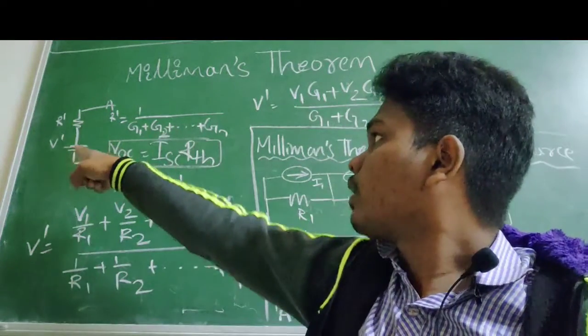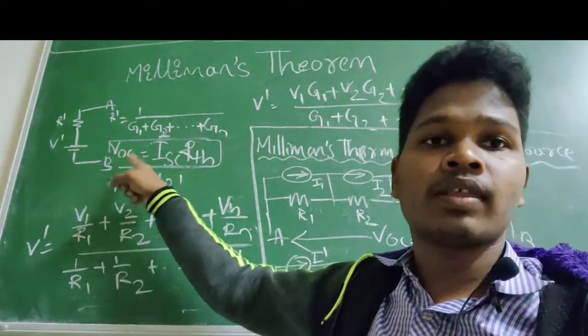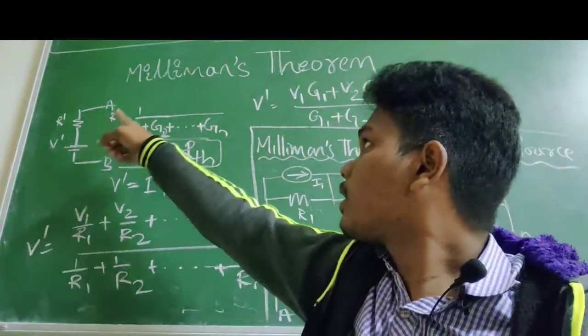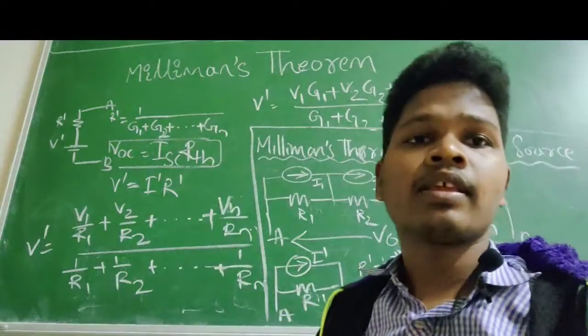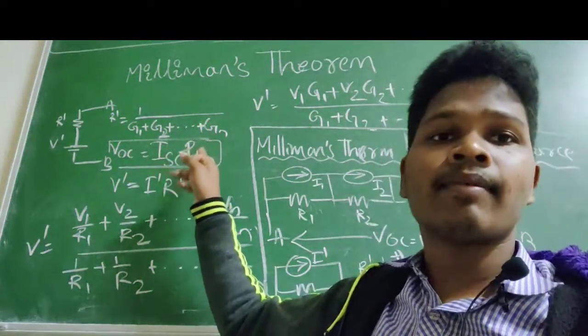Now see the Thevenin's voltage, that is VOC, the open circuit voltage across this. VOC is what? ISC, that is the short circuit current, into RTH, the Thevenin's resistance.